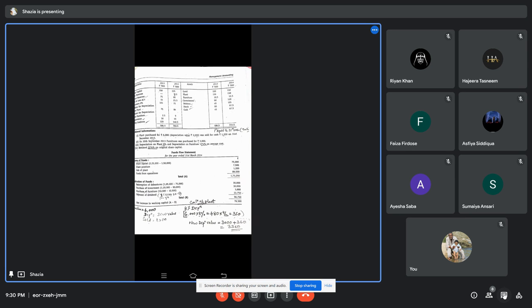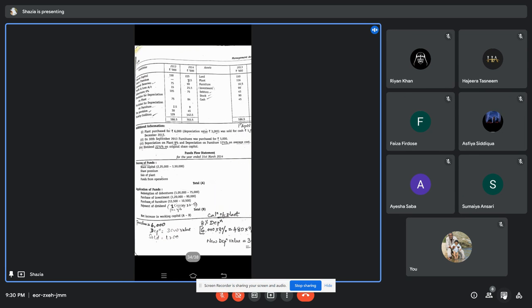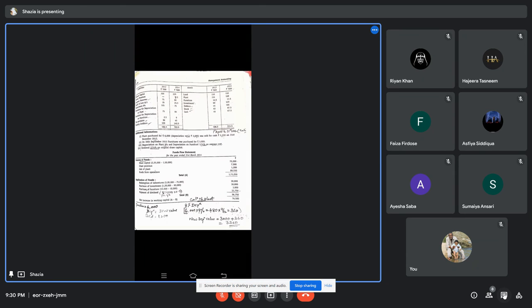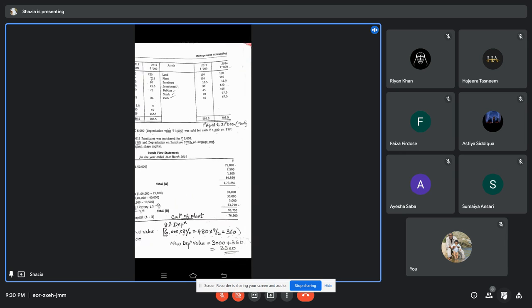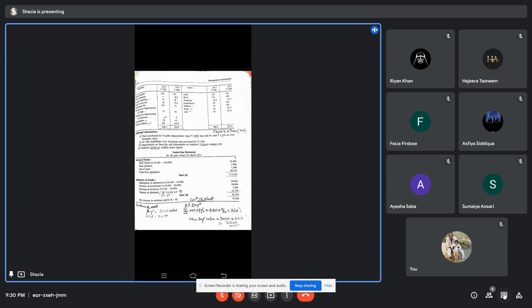Application of funds, look, this is very important. Redemption of debentures 1,05,000, it is there in the question itself. Minus 75,000 is 30,000. Then purchase of investment. Now we are going to also take the investments. It's very important. So far we did not consider investment. Now the investment adjustment is 90 and 1,20,000. So 1,20,000 minus 90 is 30.